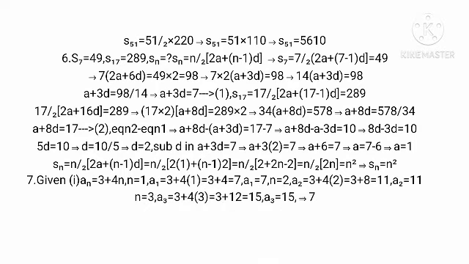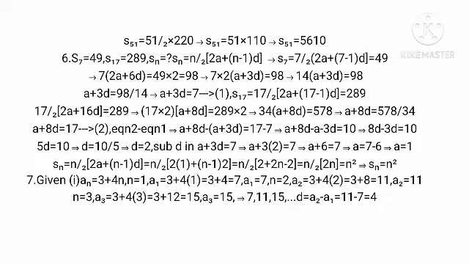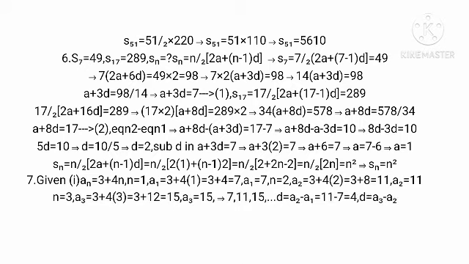Now take n is equal to 3, we get a3 is equal to 3 plus 4 into 3, that is equal to 3 plus 12 is equal to 15. So a3 is equal to 15. We get 7, 11, 15, and so on.